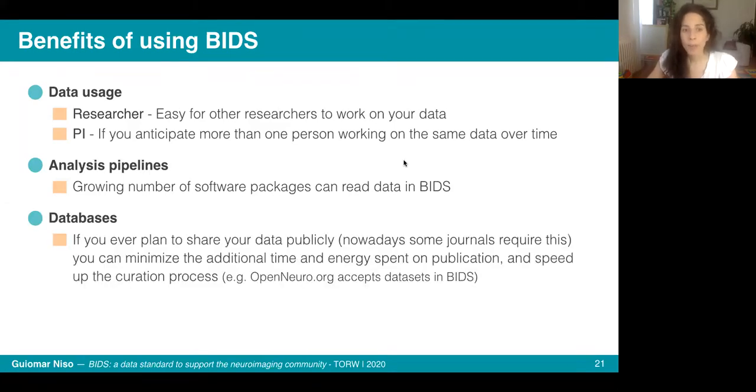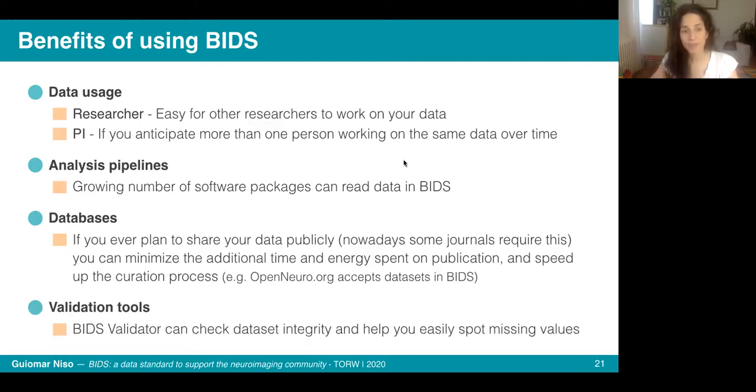Also, if you ever plan to share your data publicly, nowadays some journals require this, you can minimize the additional time and energy spent on publication and speed up the curation process. For example, OpenNeuro accepts data in BIDS. And finally, validation tools, because the BIDS Validator can check data integrity and help you easily spot missing values, which could be at the end very beneficial for you to have a very complete dataset.